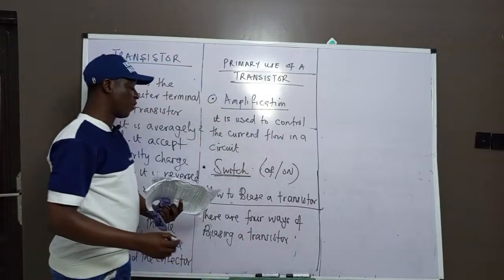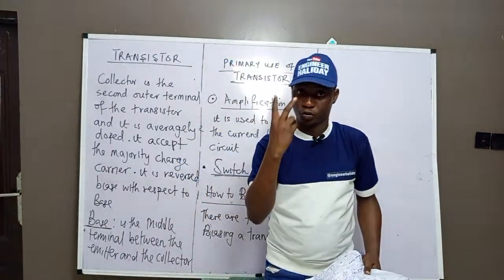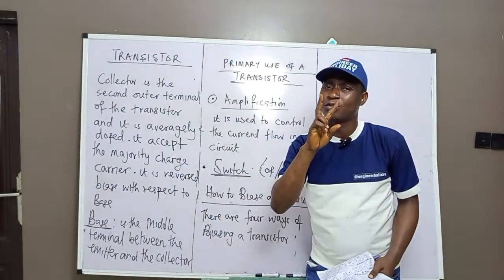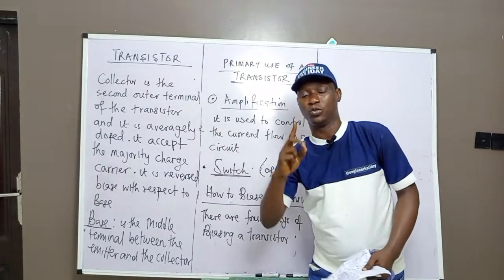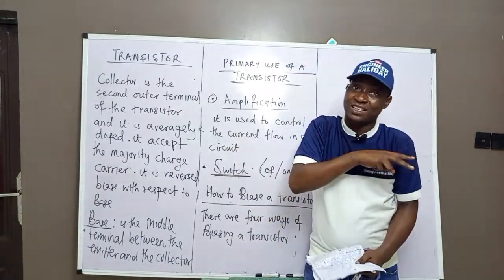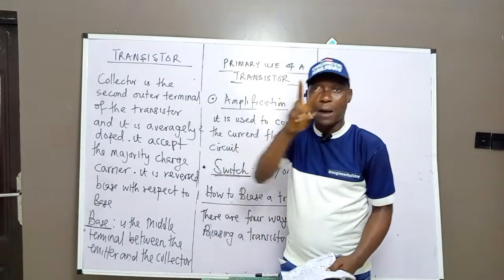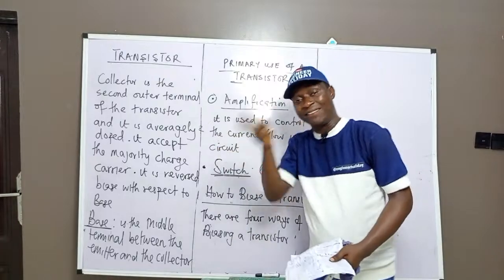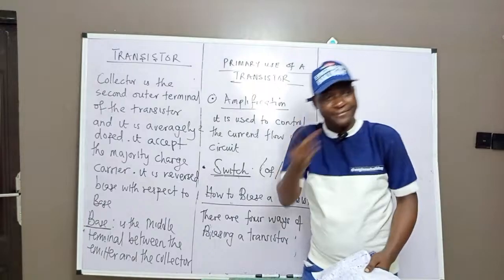There are 4 ways of biasing a transistor. Let me give you the secret. How many diodes make up a transistor? 2. In a diode, when I thought, go and watch video. How many ways can we bias a diode? 2. How many ways can we bias another diode? 2. 2 plus 2 is what? 4. We can bias a diode in forward and reverse. We take another diode, we can bias it as forward and reverse.